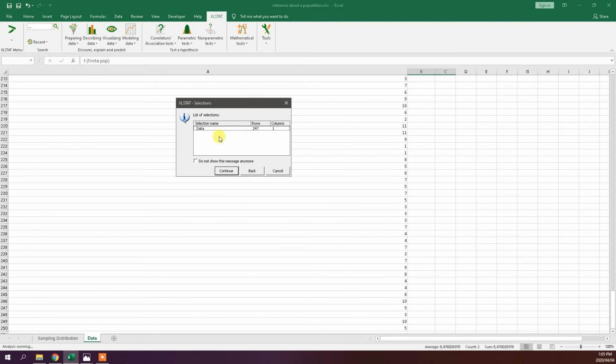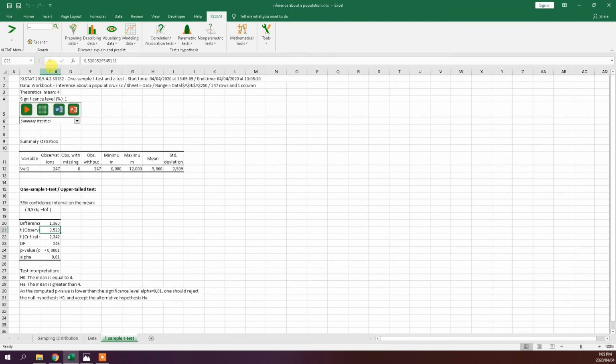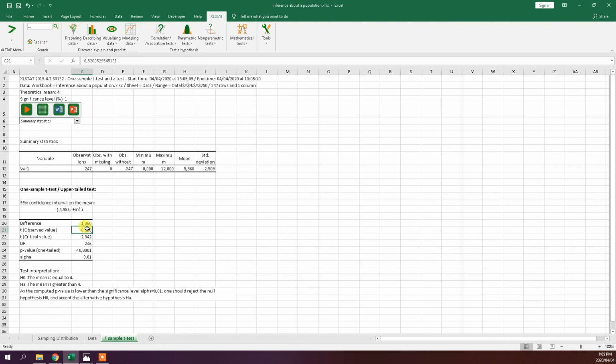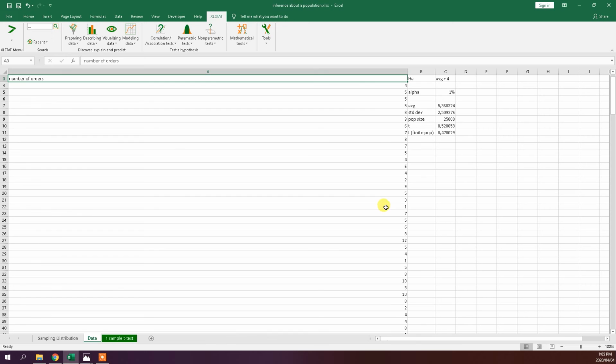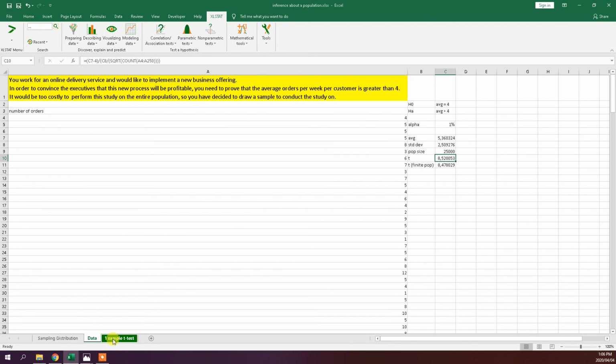Okay, confirm that 247 is our sample size, and that gives us, and here we can see, the test statistic, which is 8.52, which is what we calculated over here, 8.52, and that's our rejection region. So our test statistic exceeds our rejection region, and our p-value is very small, so we can thus reject the null hypothesis in favor of the alternative hypothesis, which means that we can conclude that the average amount of orders per customer per week is greater than 4. In other words, we can go ahead and implement whatever business offering we've been working on.